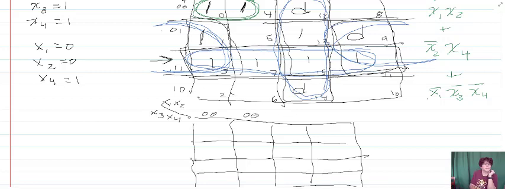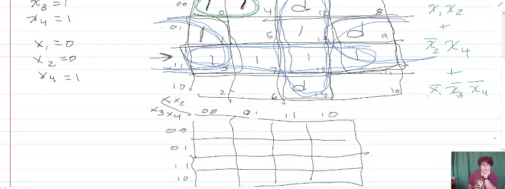Zero, zero, 0, 1, 1, 1, 1, 0, 0, 0, 0, 1, 1, 1, 1, 0. And for our product of sums, the D's stay in the same place. So I still have the same don't cares. So I have this don't care, this don't care, and this don't care. Now, I will have zeros every place that I didn't have a 1 or a don't care. So I'll have a 0 here, a 0 here, a 0 here, and a 0 here, and a 0 here.